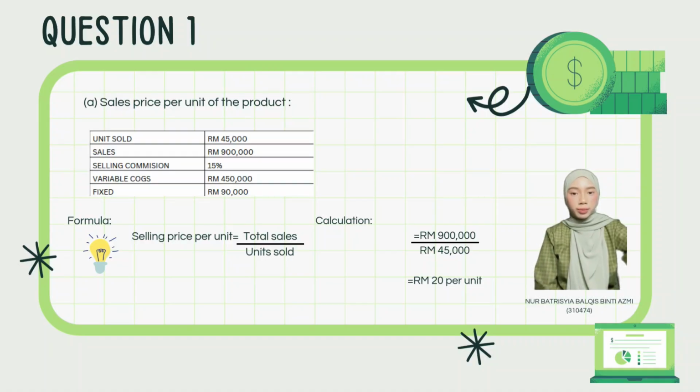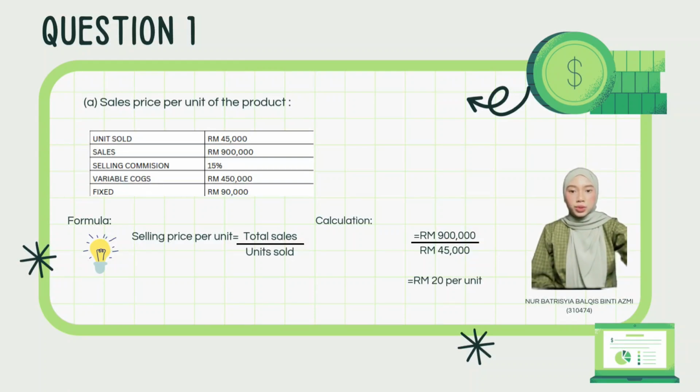Today I will explain question 1 part A, which is the calculation of the sale price per unit of the product. Based on the information given, the company sold 45,000 units with total sales of 900,000. Other details such as selling commissions, variable costs and fixed costs are provided, but for this part we only focus on total sales and units sold.